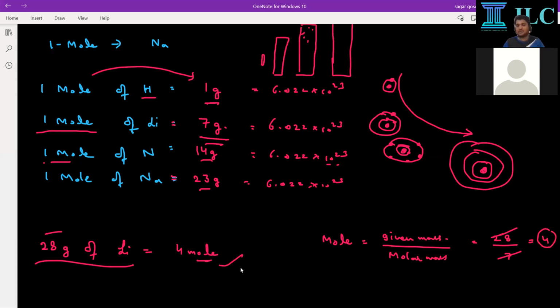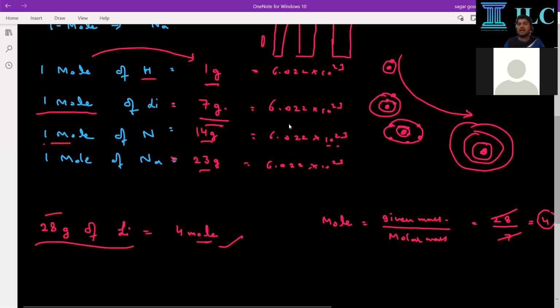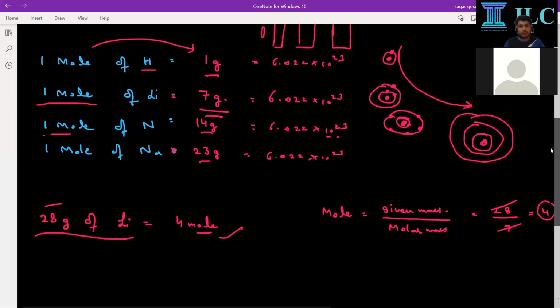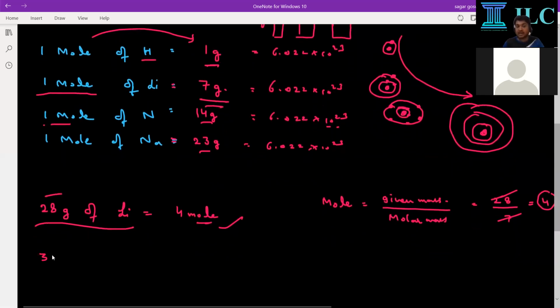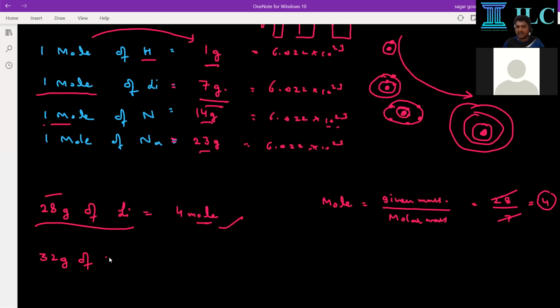So how can we find out the mole? Given mass divided by molar mass. By using this formula, you can quickly find out. Because every time you can't relate. Suppose if I have asked you 32 gram of lithium, then it would be a little difficult, because it is not making the table now.